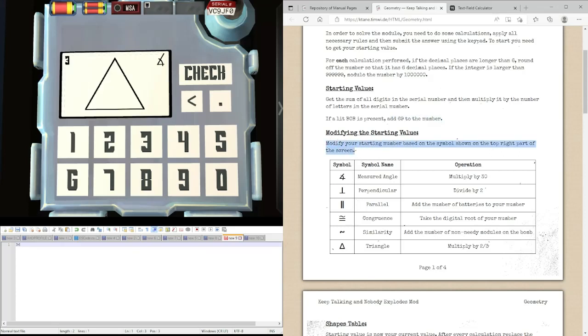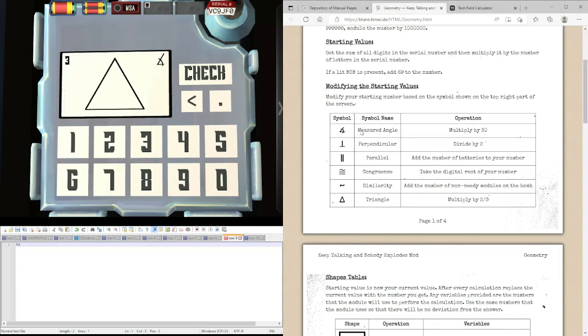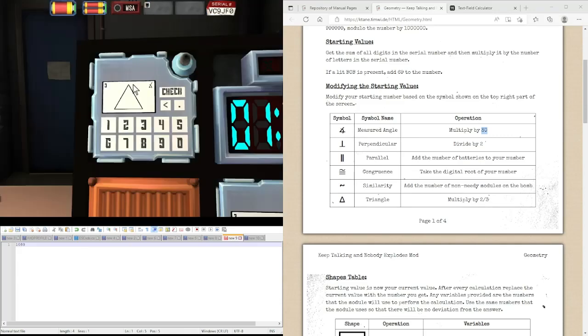And now we're going to modify it with this symbol in the top corner up here. So what we have here is the measured angle. So we're going to multiply our number by 30, which is $1,080. So this is going to be our starting number for this one.